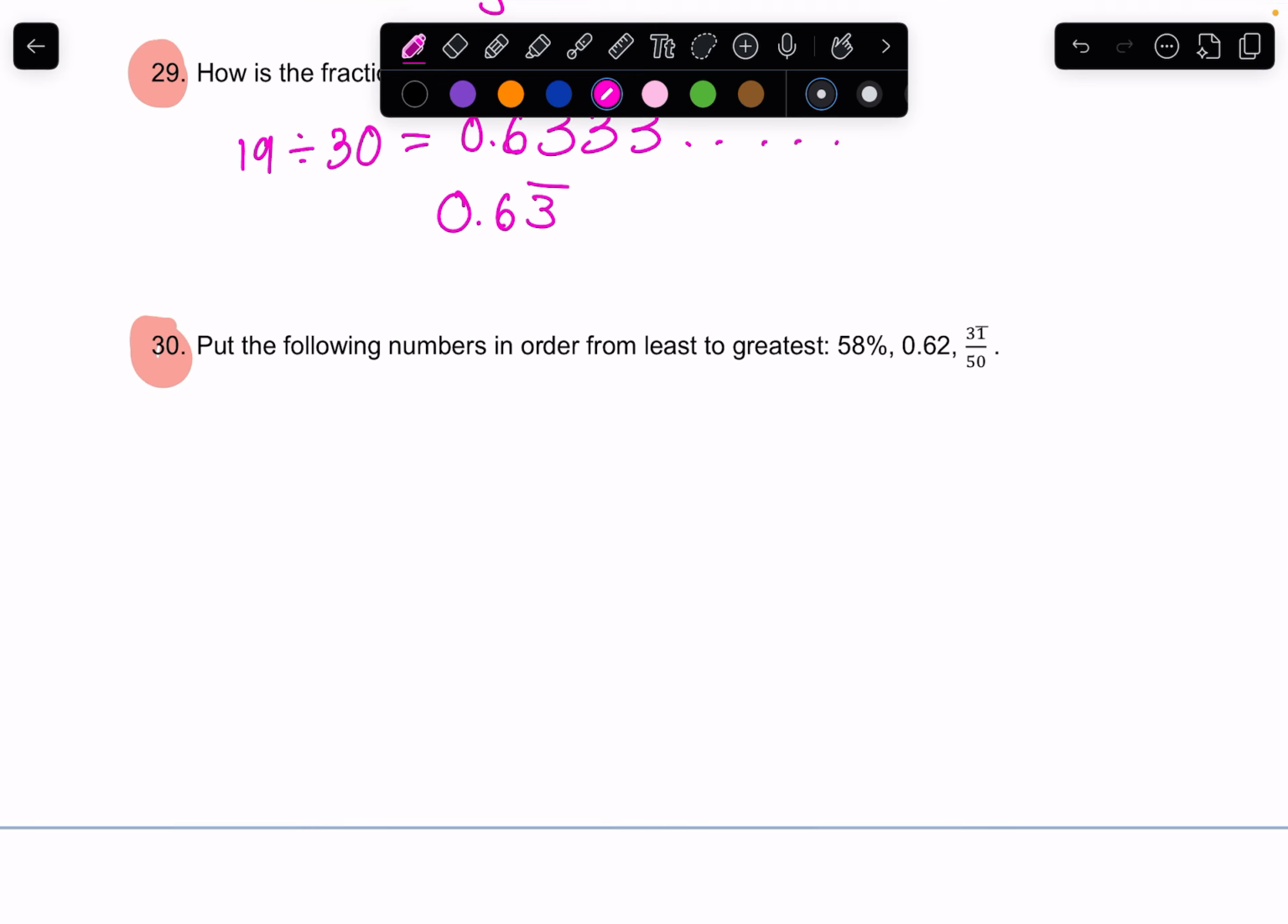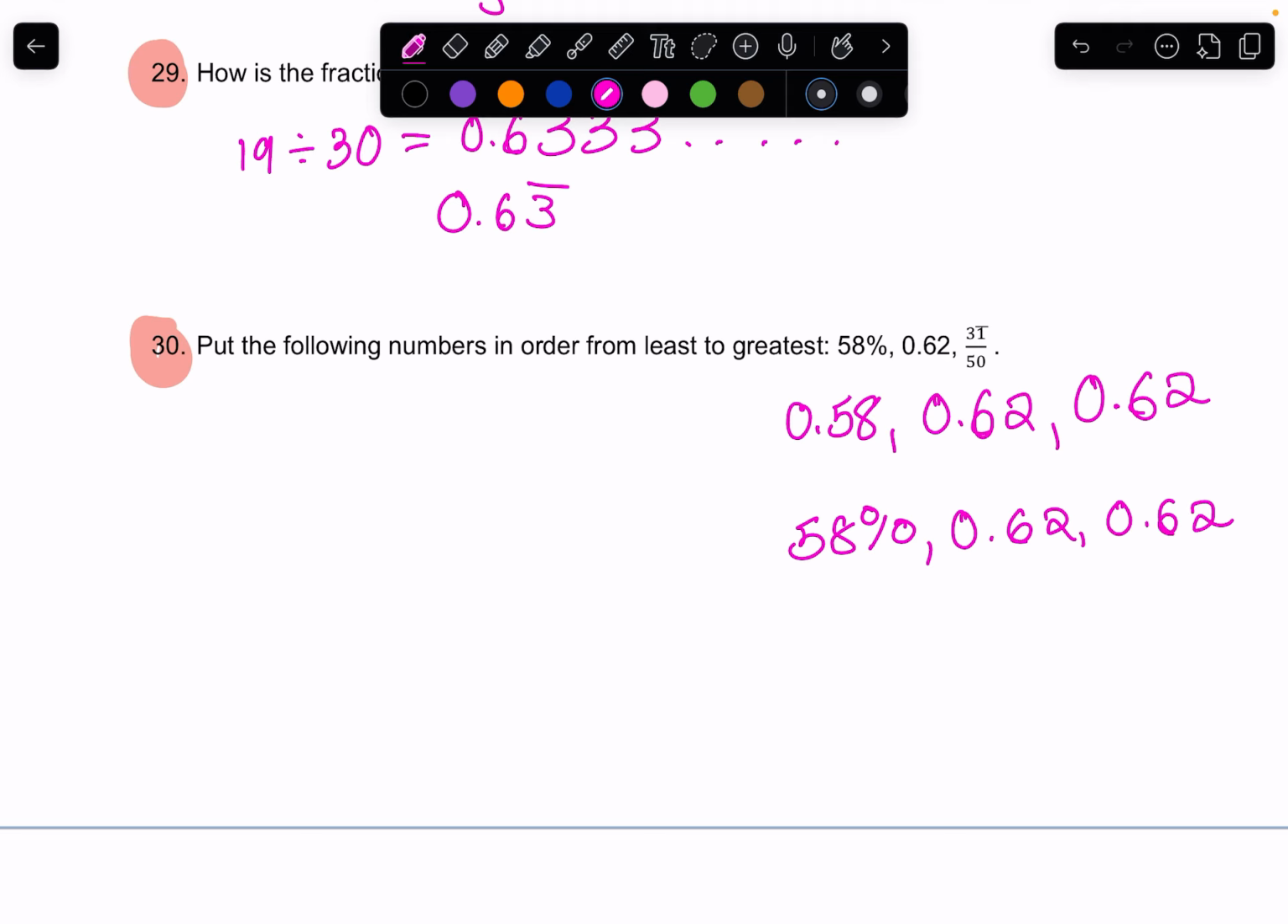Number 30, put the following numbers in order from least to greatest. 58%, 0.62, and 31 over 50. Now, the easiest way to compare these numbers is to convert everything to a decimal. Percents, we divide by 100, so this will become 0.58. 0.62 is already a decimal. And then 31 divided by 50 is 0.62. And would you look at that? They're already in order from least to greatest. So we'll have 58%, 0.62, 0.62.